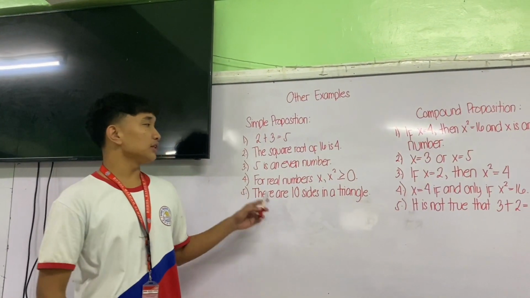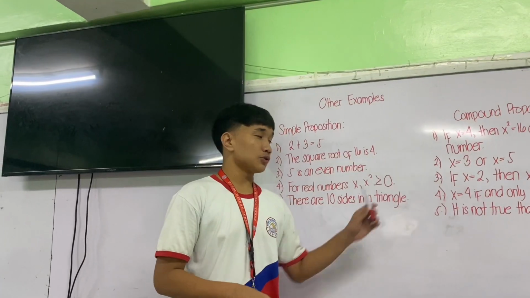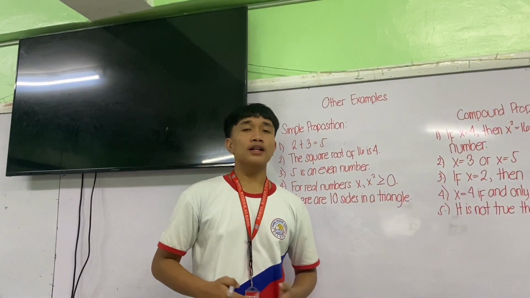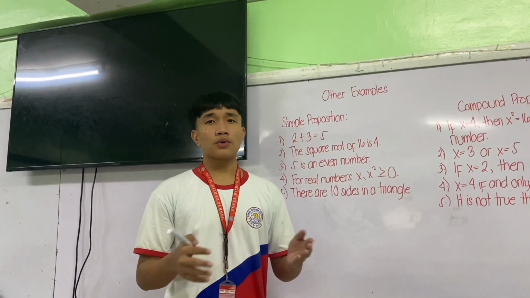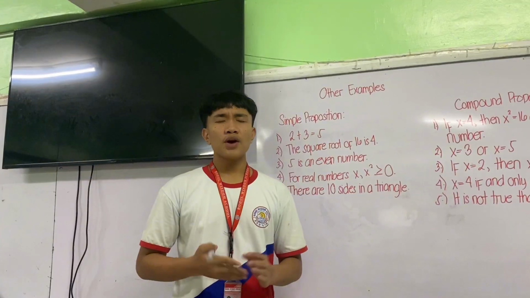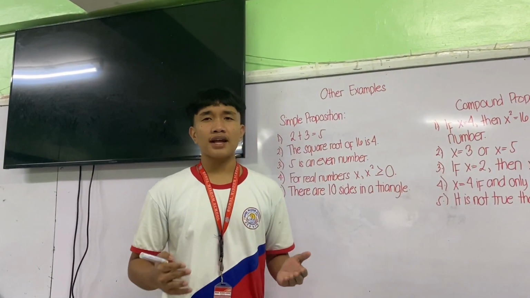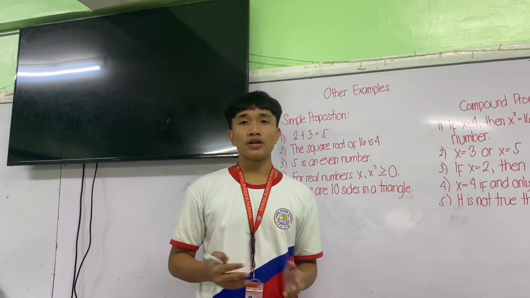Fourth is, for real numbers x, x squared is greater than or equal to 0. The truth value is true. Explanation: this is true because the square of any real number is always non-negative. Whether the number is positive or negative, squaring it results in a positive number or 0.